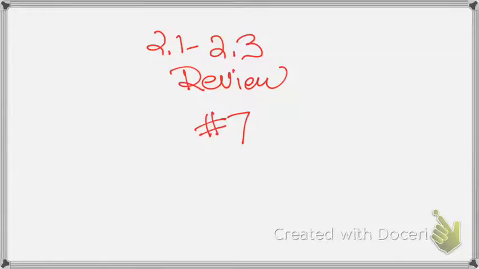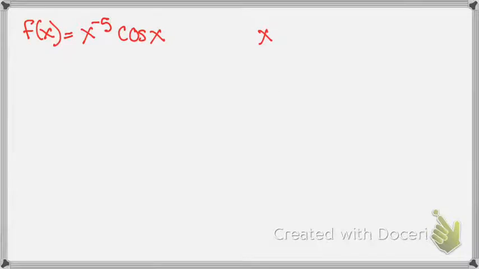Okay, so number 7. You could move the x to the negative 5 to the bottom and do a quotient rule. And I think that's actually easier to simplify. But if you didn't think of that, then you might have done a product rule. So here's my two factors. Find their two derivatives. This is negative 5x to the negative 6 and negative sine x.